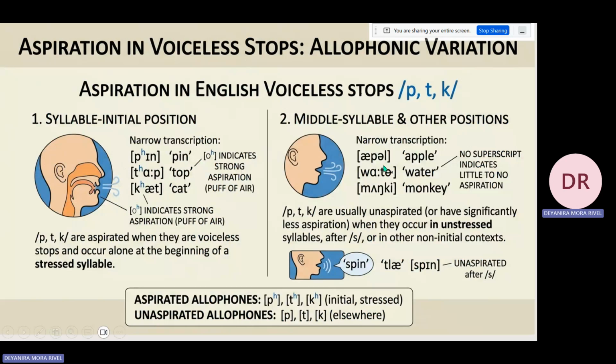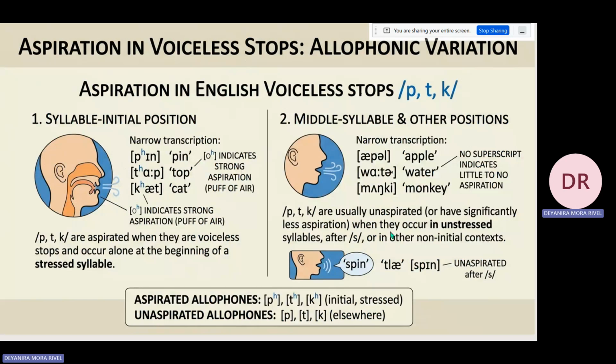Then what happens when they are in the middle of a syllable? So in apple, water, monkey, there's no aspiration. PTK are usually unaspirated or have significantly less aspiration when they occur in an unstressed syllable or after an S. For example, spin, in that case, it would not be aspirated.